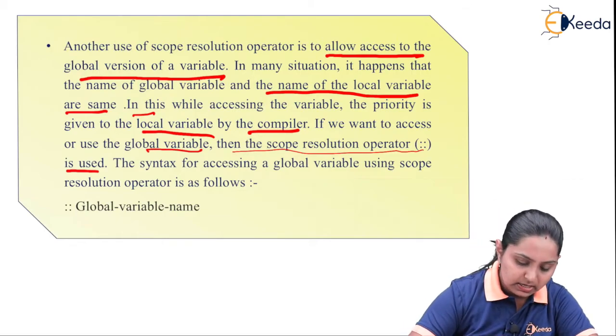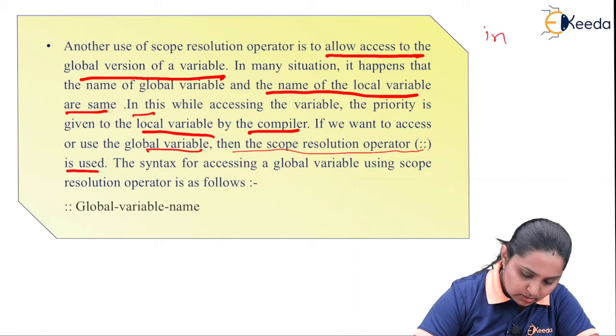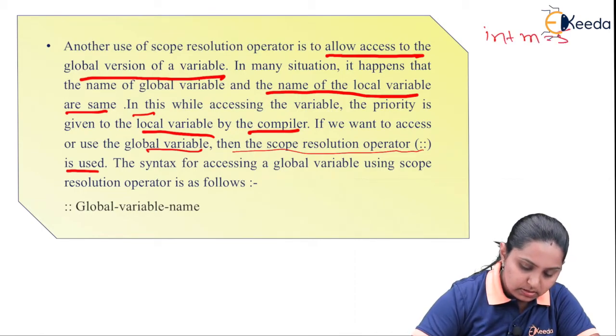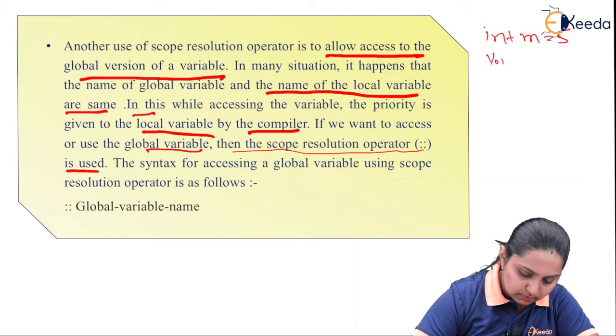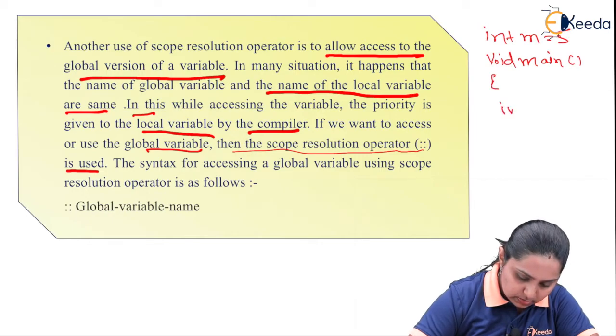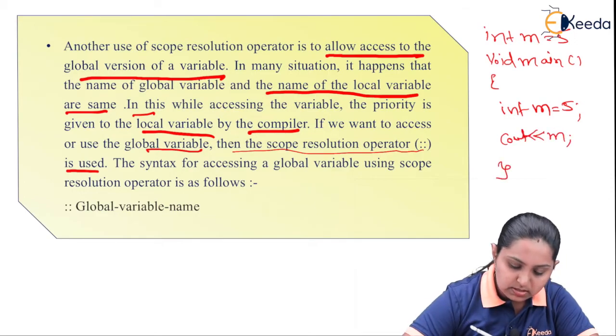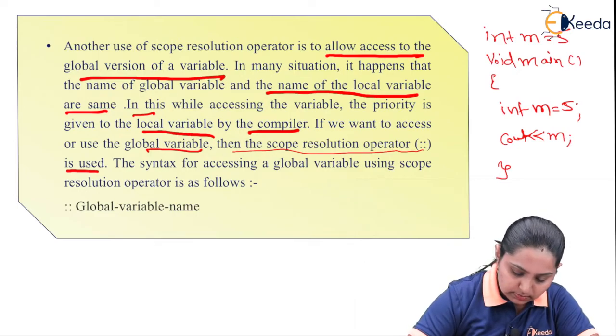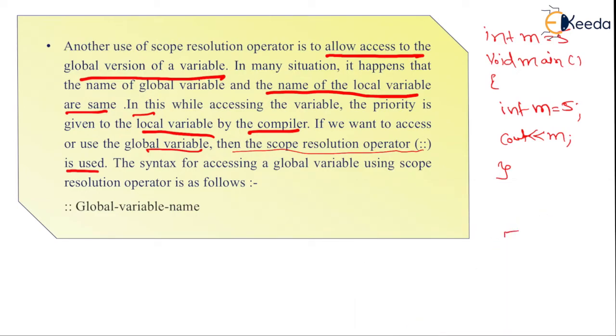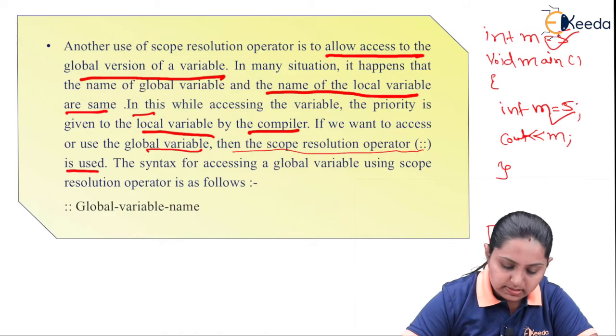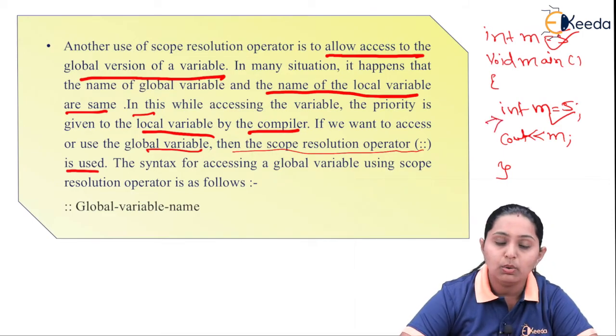For example, I can tell you, like int m equal to 5. Then inside void main, I am saying int m equal to 5 and cout m. If you execute this code, you will get the output as 5. But which 5 is this? This one or this one? No. The compiler will always give you the accessibility of the local variable.